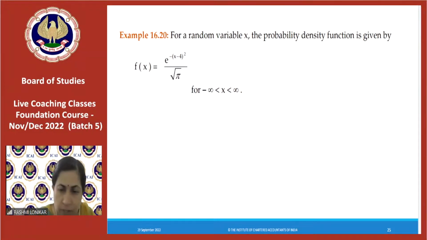For a random variable X, the probability density function is given by this. Find out the probability distribution function.